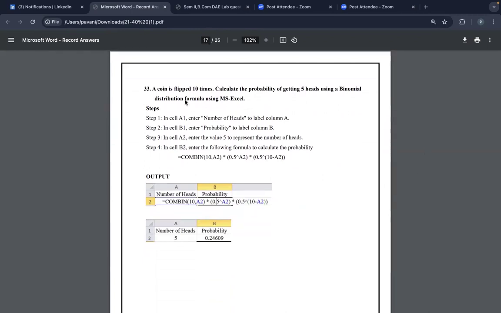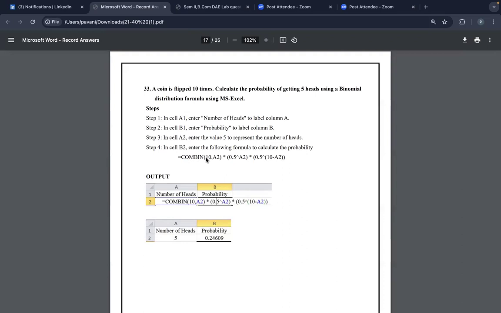Next is all about a coin is flipped 10 times. Calculate the probability of getting 5 heads. When you flip a coin 10 times, you have to find the probability of getting 5 heads. What distribution do you have to use? Binomial distribution. To get onto the binomial distribution, you have to use this formula.